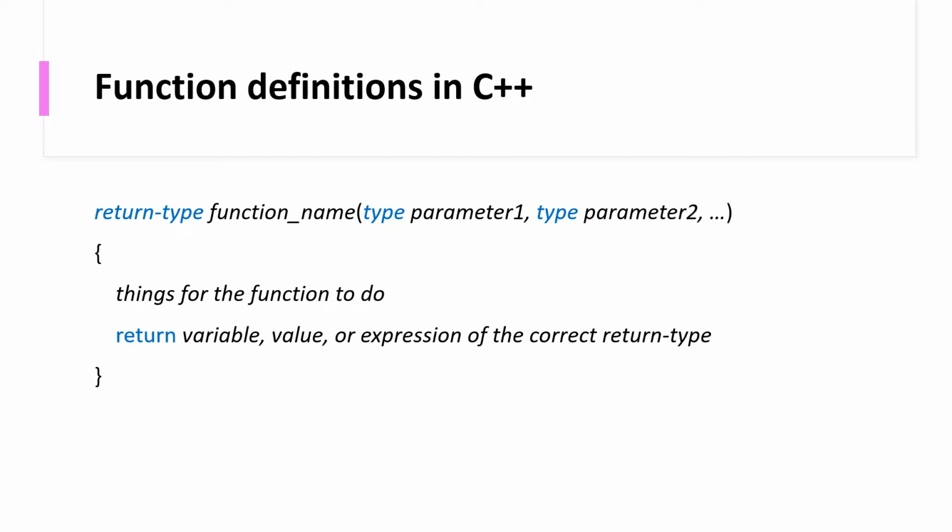You've got to have the curly braces, and then you're going to have a list of things for the function to do, a list of lines of code that the function is going to perform. And the last line of code that gets executed is the return statement. You can return a variable, you can return a literal value, or you can return an expression, that is x plus 5 or value minus adjustment or whatever, as long as that variable, value, or expression is of the correct return type. You can't return a string in a double type function.